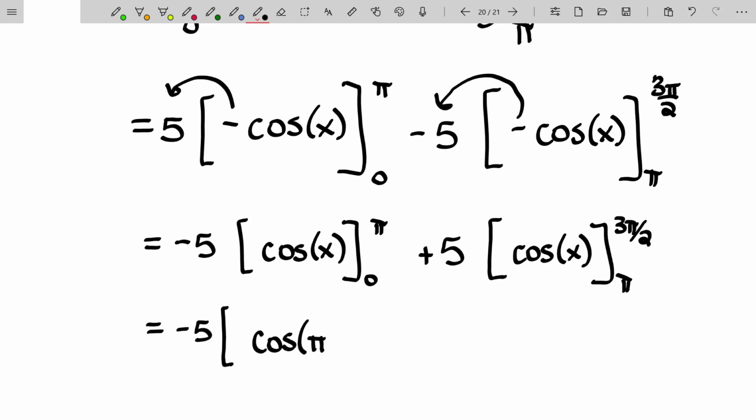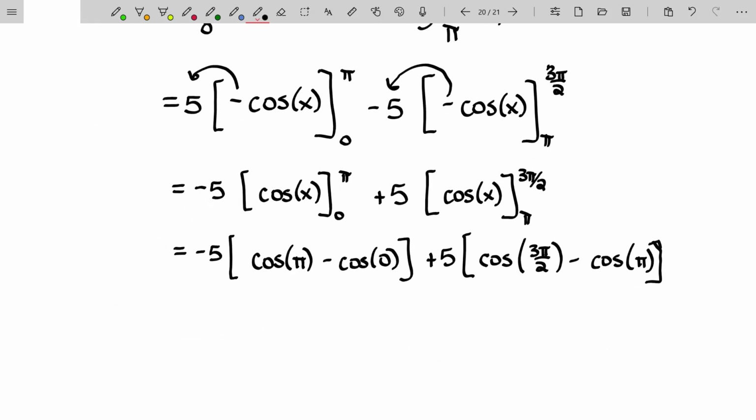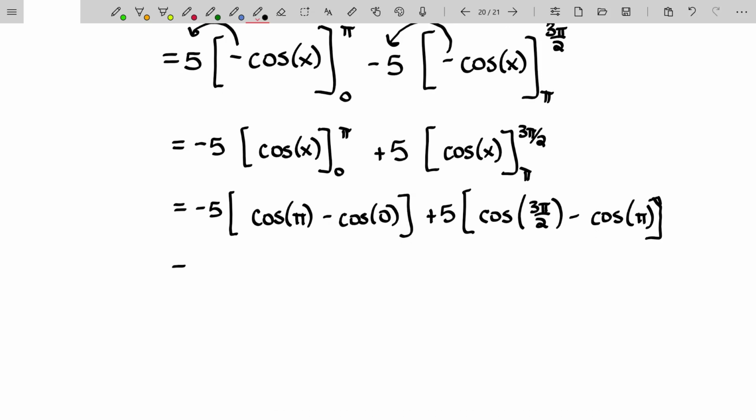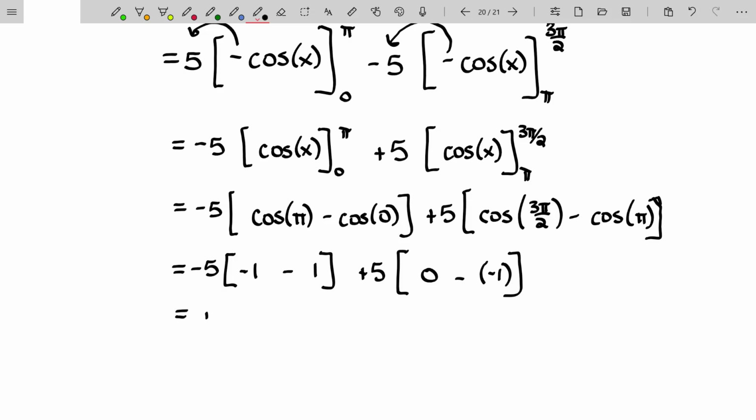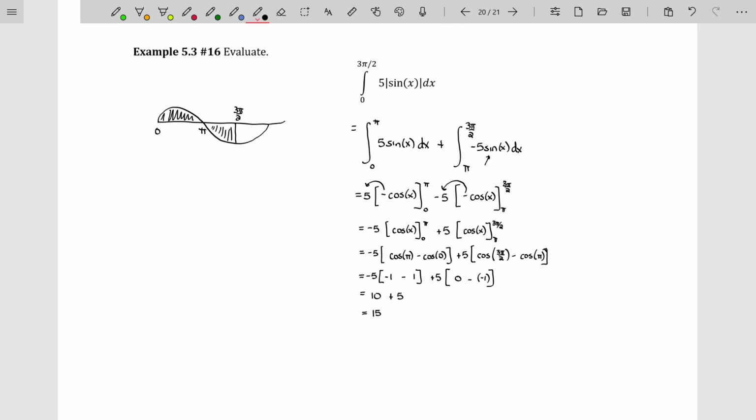So let's evaluate that cosine at the upper limit and then subtract off the cosine at the lower limit. And the same thing in the next one, right? Cosine at the upper limit minus the cosine at the lower limit. And do not leave your answers like this. Those are simple trig functions. The cosine of pi is -1. Minus the cosine of 0 is 1, plus 5. Cosine of 3 pi over 2 is 0. Minus the cosine of pi is a -1. And now you have -5 times a -2, or 10, plus 5 times 1. And that's 15. That is the area underneath that curve, 5 times the absolute value of sine of x between 0 and 3 pi over 2.